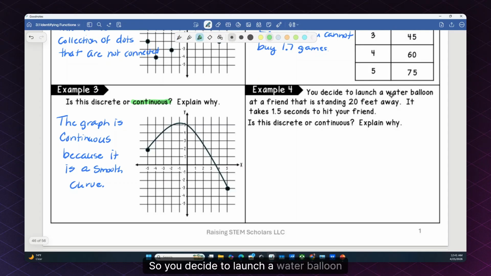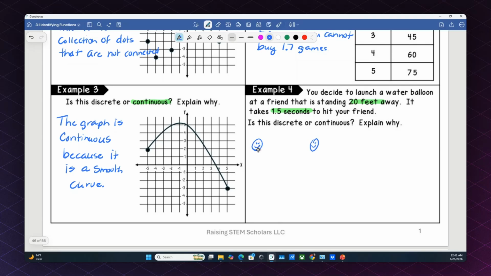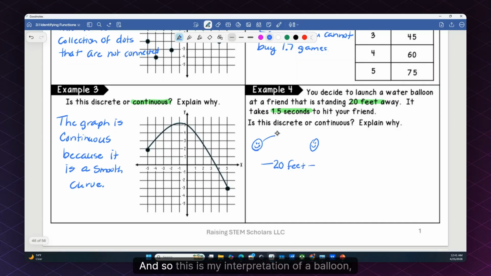You decide to launch a water balloon at a friend who is standing 20 feet away from you. It takes 1.5 seconds to hit your friend. Let's go ahead and draw a picture and we'll just kind of think about what's happening. Okay, so here's your friend and here's you. Okay, and there's like 20 feet between you guys. And you decide to throw this balloon. And so this is my interpretation of a balloon, and it's going to hit your friend. And it's some fun game that we are playing.